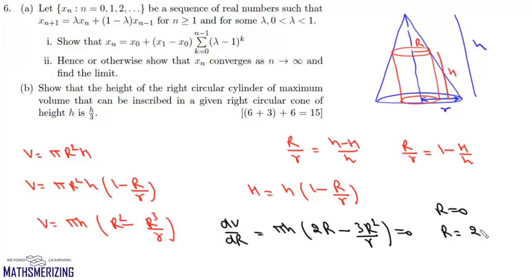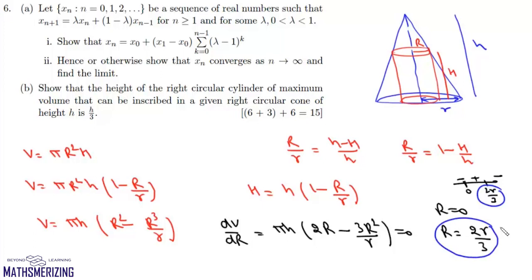R equals 2r by 3. Now if we put it on a number line, this is 0 and this is 2r by 3, and the signs are minus, plus and minus. So this volume will be maximum when the value of capital R is 2r by 3.